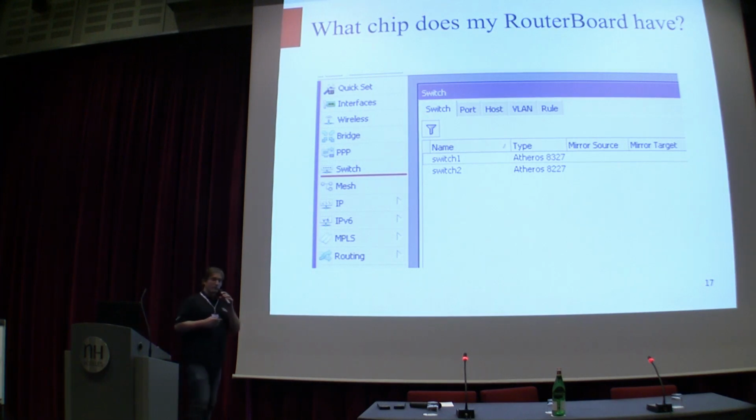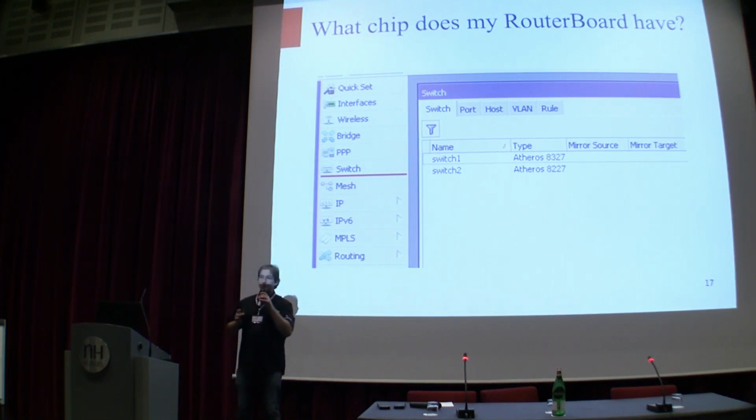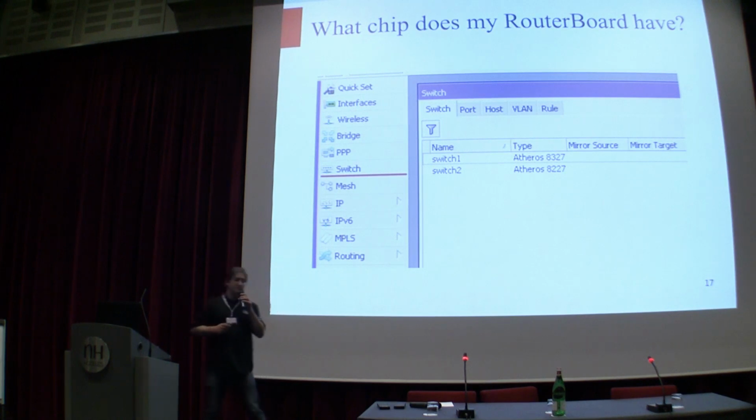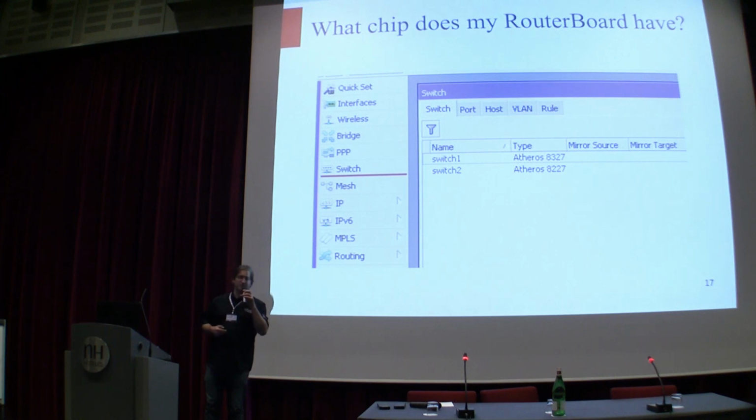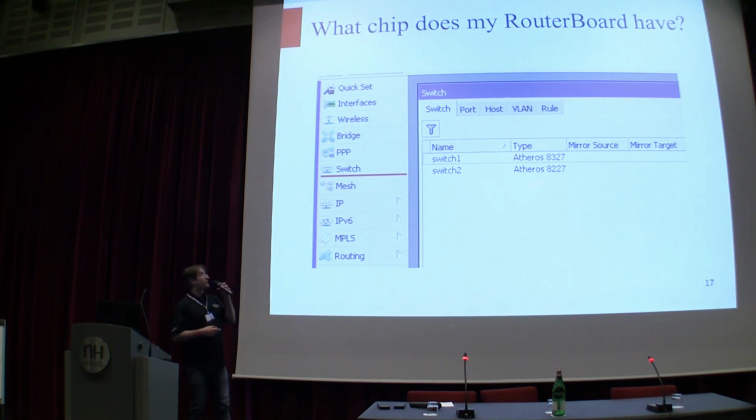If I want to check what switching chipset is included in my RouterBOARD, I just need to open the switch menu and check. There you see I have 2 switching chipsets in my RouterBOARD, 1 gigabit and 1 100 megabit, so it must be RouterBOARD 2011 with these 2 switching chipsets.